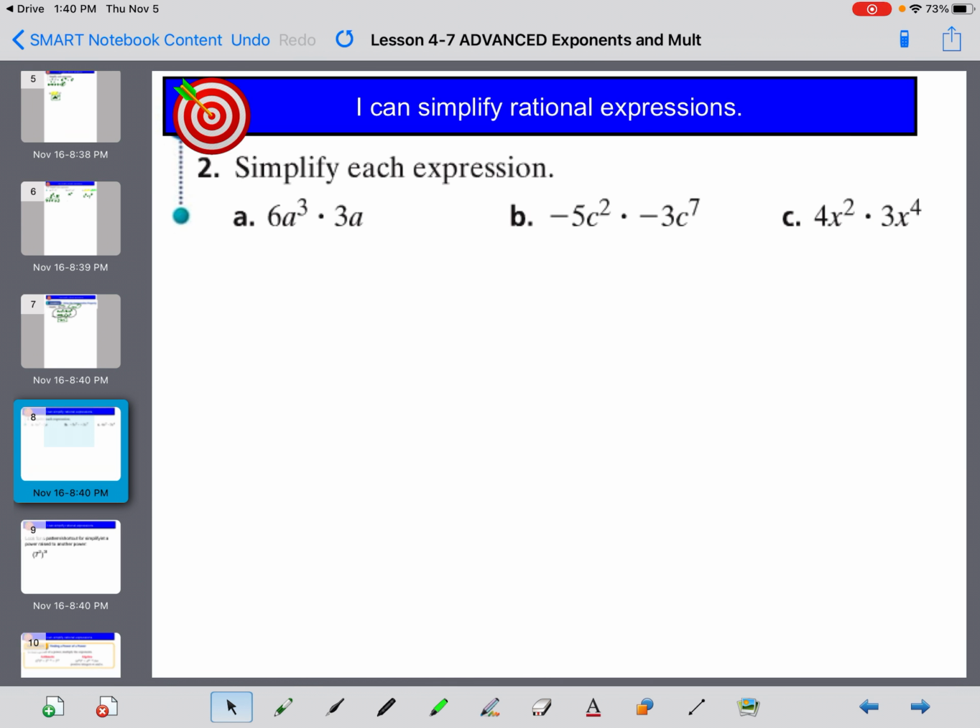Pause the video and now give it a try for these 3. Then come on back to compare your answers to mine. All right, you should have gotten 6 times 3 is 18, and a to the 3rd times a to the 1st is a to the 4th. Letter B, -5 times -3 is a positive 15, and I get c to the 9th. And letter C, 4 times 3 is 12, x to the 2nd times x to the 4th is x to the 6th.